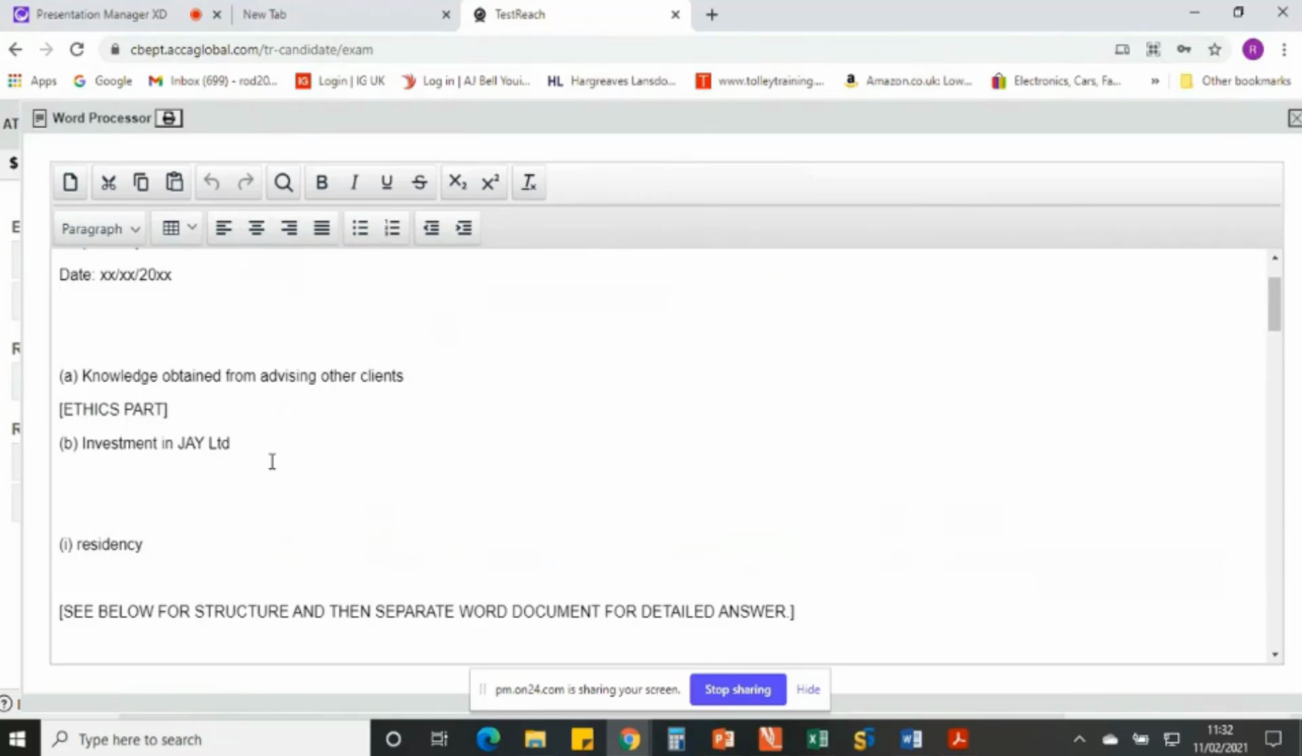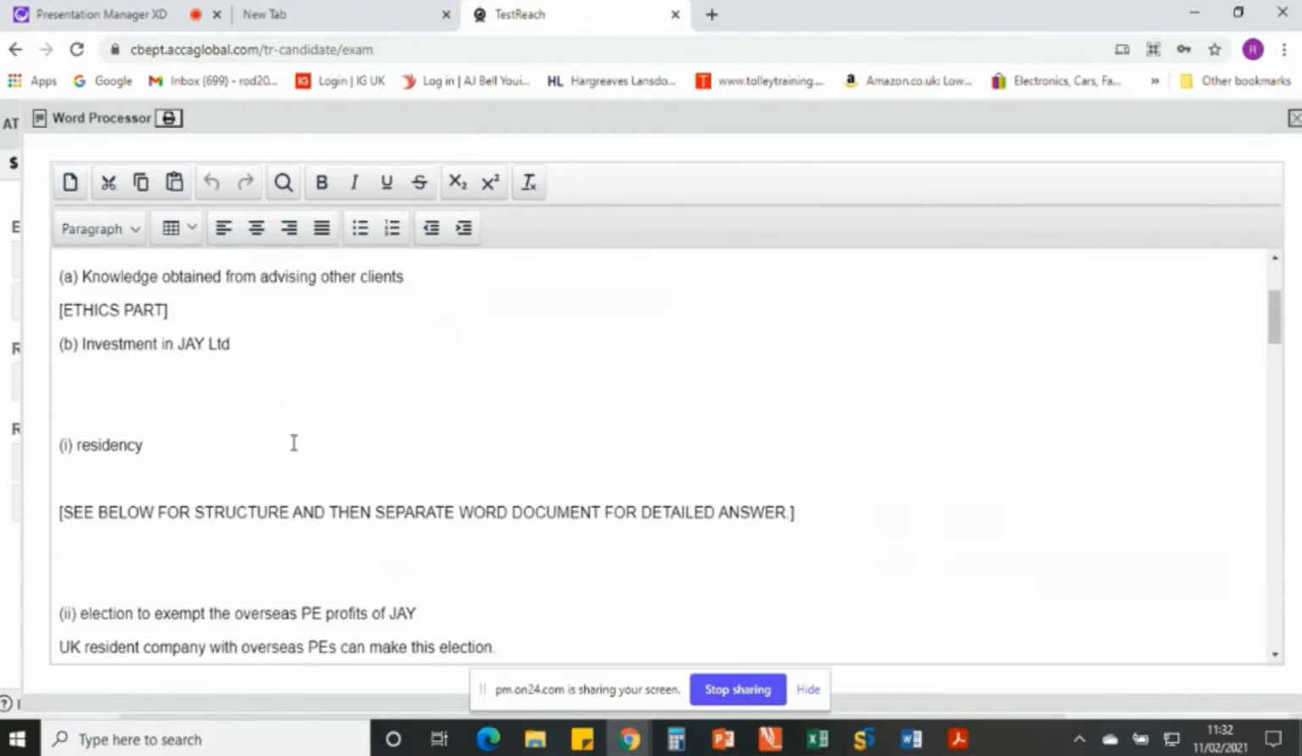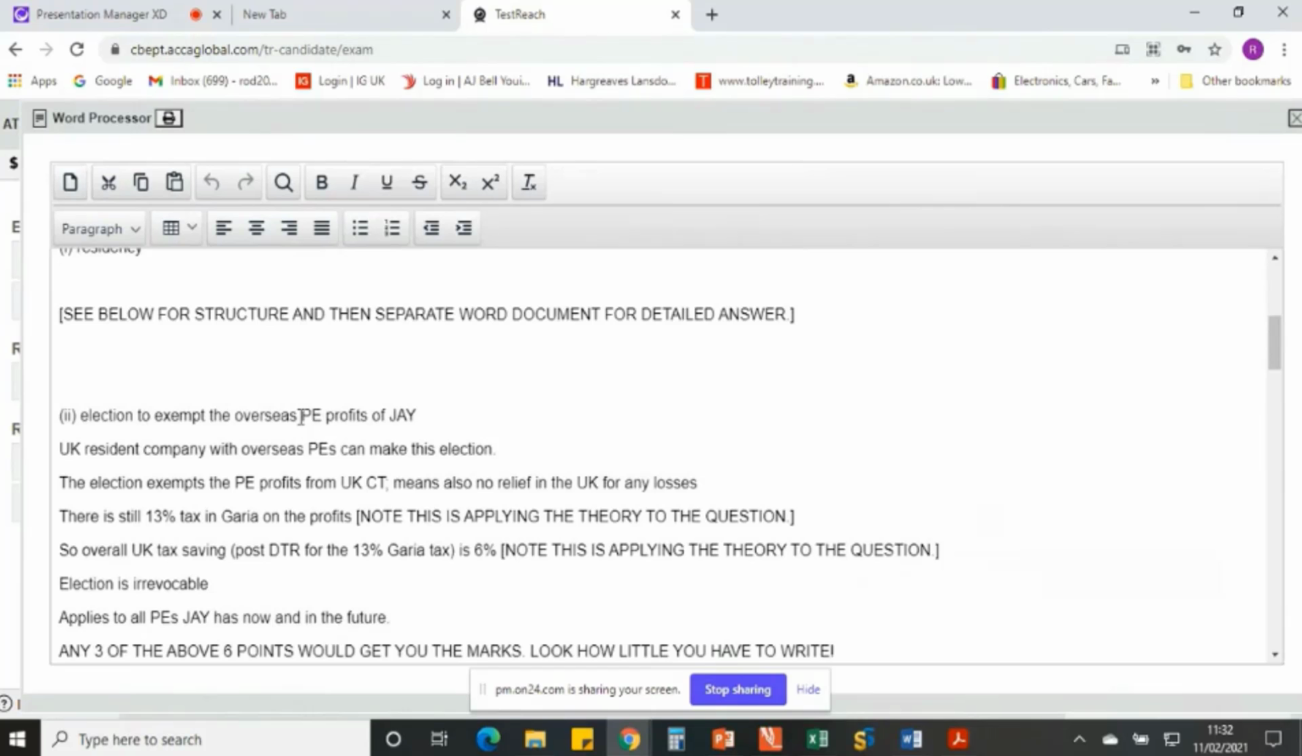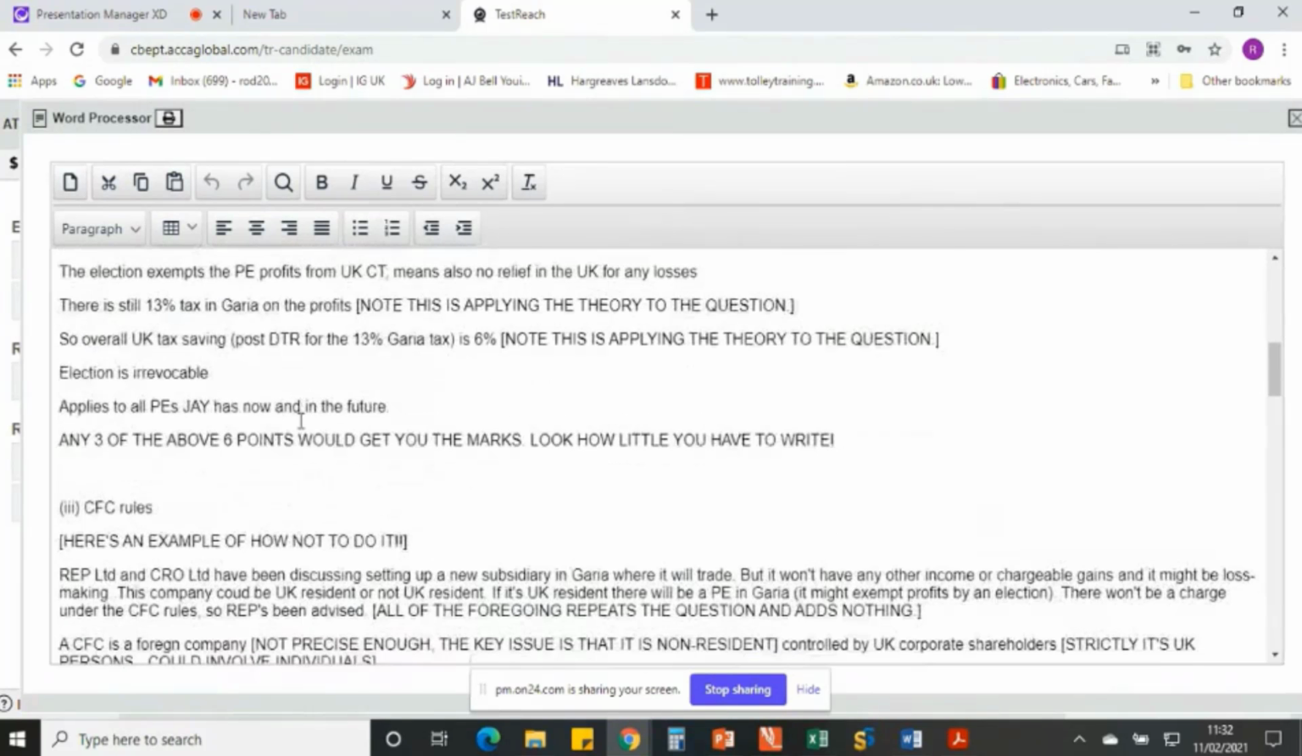And passing this paper is an exercise in accumulating a sufficient number of marks. It's not an exercise in getting it all correct. Okay, and that's what you must remember. So you need to keep moving through the exam. Okay, so that's the way I would set up your answer. And then I would go to, let's do the first bit, the investment in J, and the three subparts: residency, the election to exempt the overseas profits, and the CFC rules.